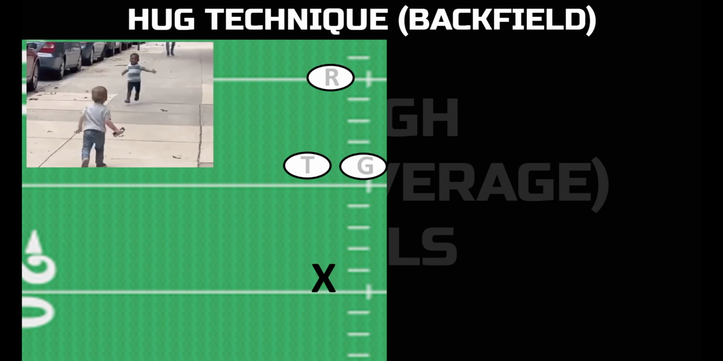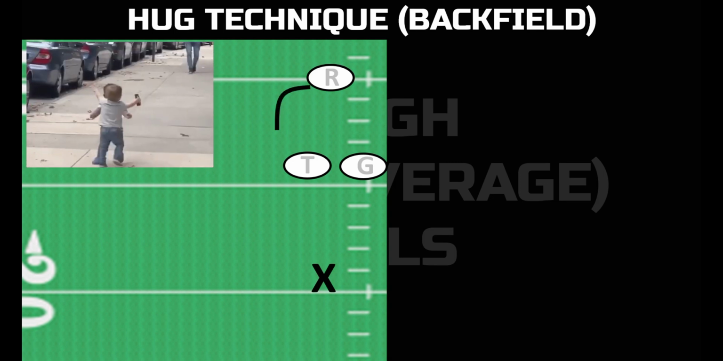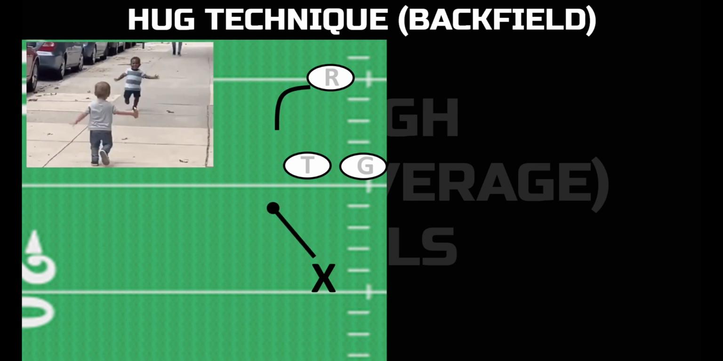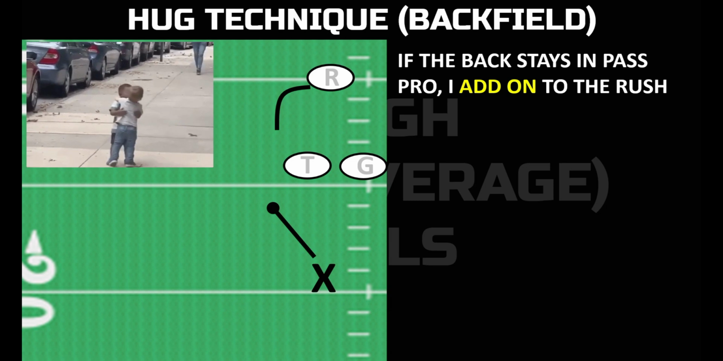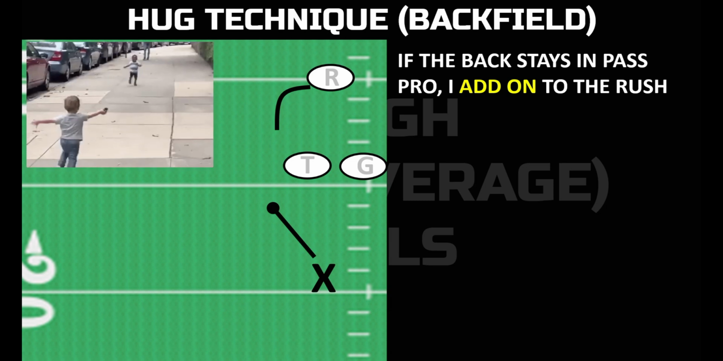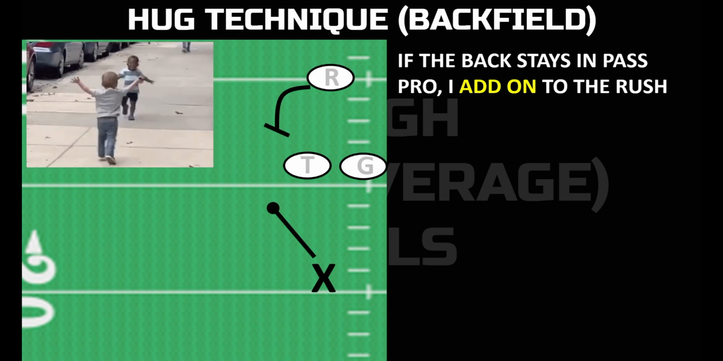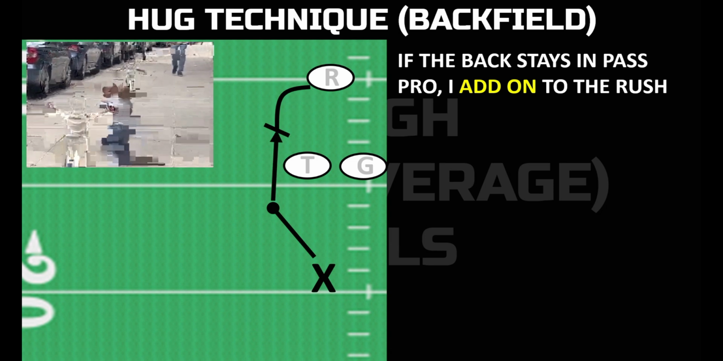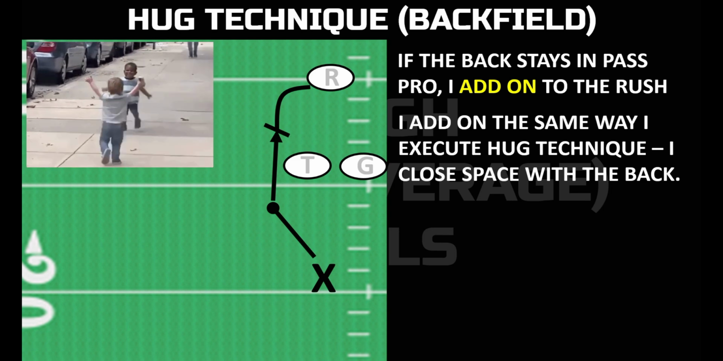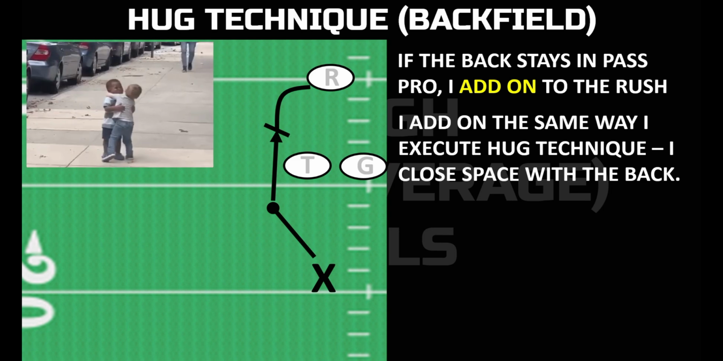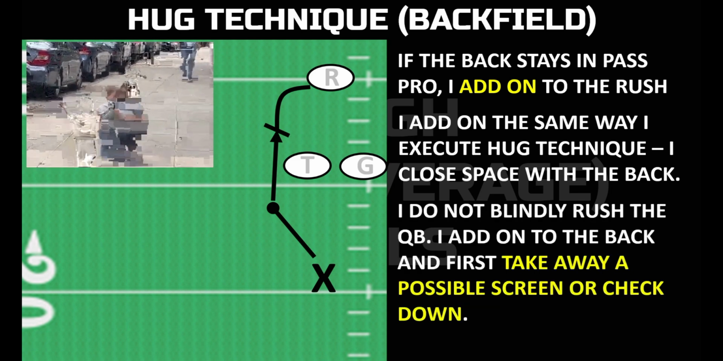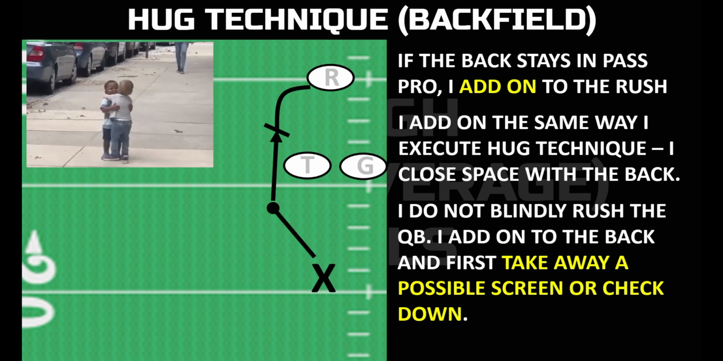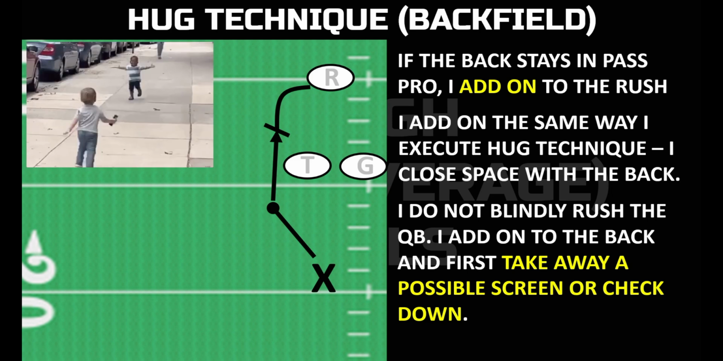Okay, as the back approaches the line of scrimmage, and I utilize my hug technique, if the back stays in pass protection, I then add onto the pass rush. I add on the same way I execute hug technique by closing space with the back. I do not just blindly rush the quarterback. I add onto the back and ensure that I first take away a possible screen or check down.